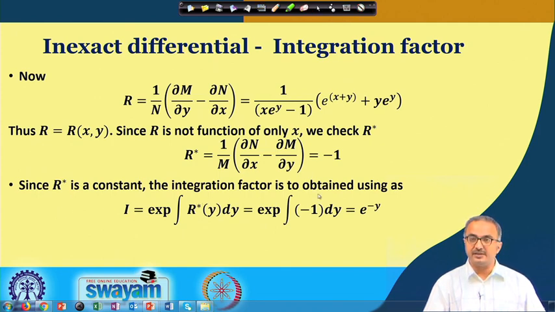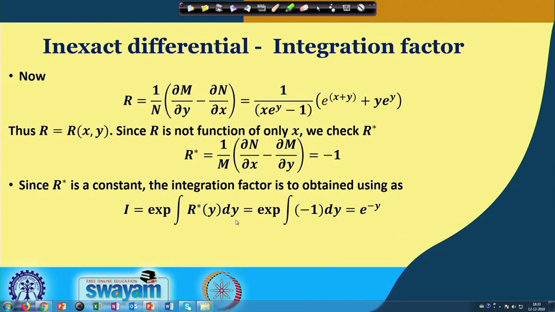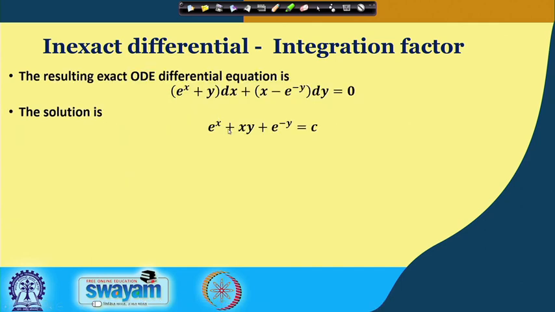So, if we integrate it, we find that the integrating factor I equals exponential of the integral of r star, that is minus 1 into dy, and that gives I to be e to the power minus y. After getting this integrating factor, what do we do? We go to our parent equation and multiply both the sides with that e to the minus y. So, we are getting this particular expression.